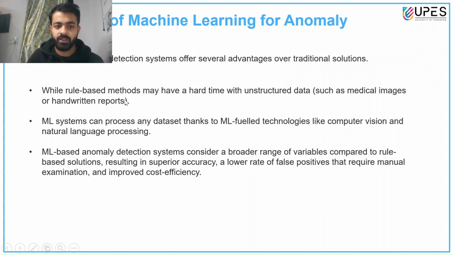While rule-based methods may have a hard time with unstructured data, for example, images, medical images or handwritten reports, ML systems can process any kind of data set thanks to ML fuel technologies like computer vision and natural language processing. ML based anomaly detection systems also consider a broader range of variables compared to rule based solutions, resulting in superior accuracy, a lower rate of false positives that require manual examination, and improved cost efficiency.